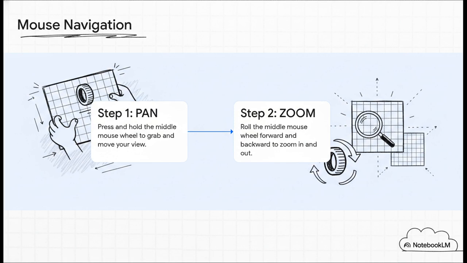And using it is so simple. If you press and hold the middle wheel down, you can pan. It's like you're grabbing the page and sliding it around. Then, just roll that same wheel forward and backward to zoom in and out. That's it. Pan and zoom. With just those 2 moves, you can get anywhere you need to go in your drawing.